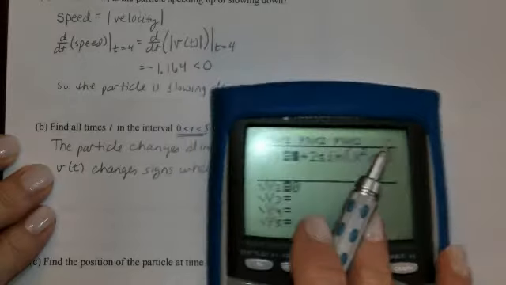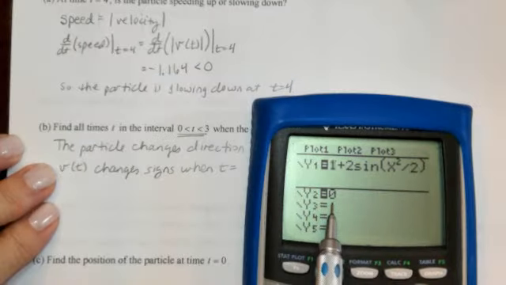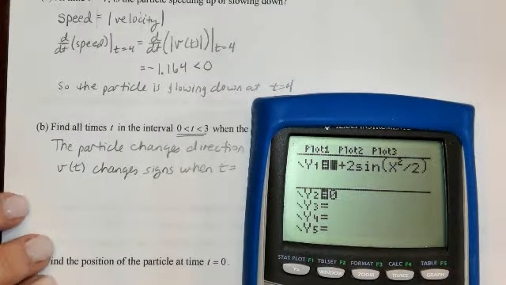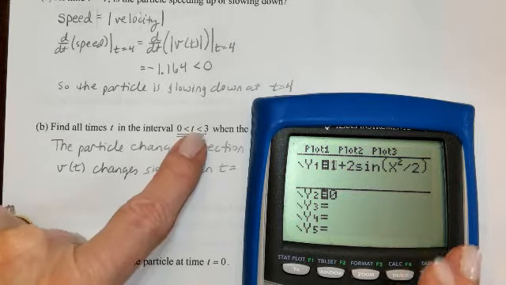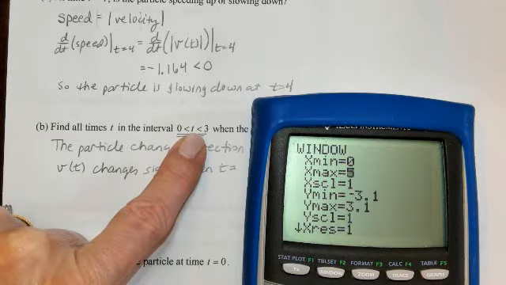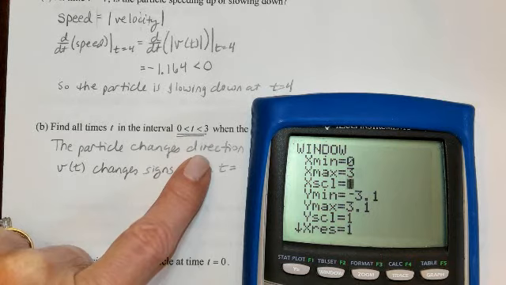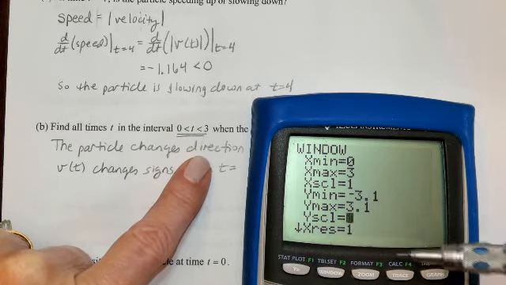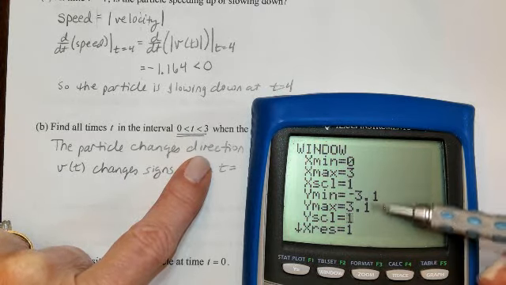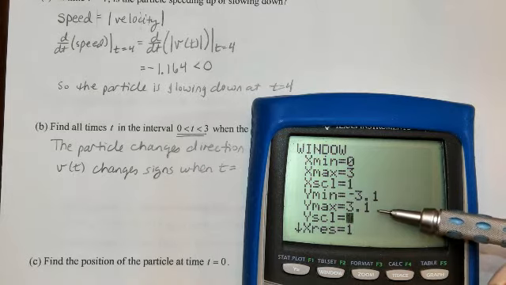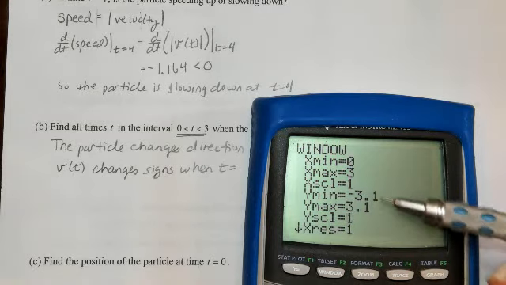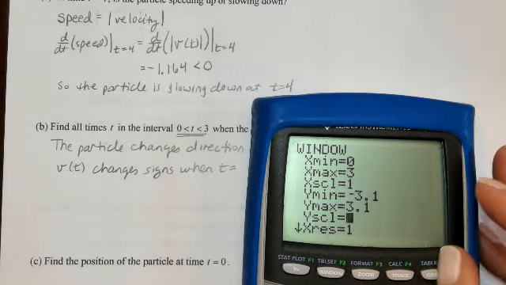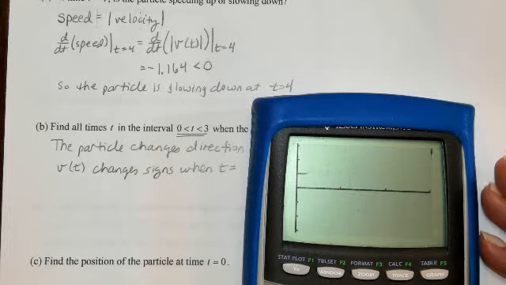I have v stored in for y1, and I usually keep 0 stored in for one of the other y values. Now I'm only wanting to consider from 0 to 3. I don't know what y values I need, but I know I need to include 0, because we want to see where the velocity changes sign. So I think I'll just leave it like that. As long as you're including 0, you should be in good shape. I liked my y values there.